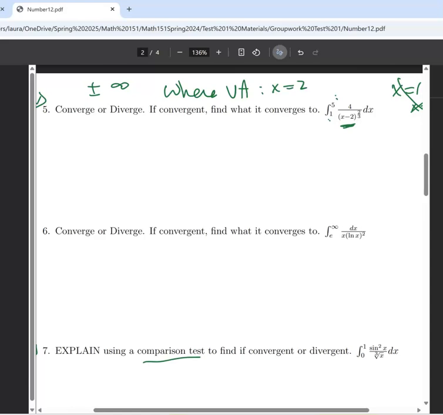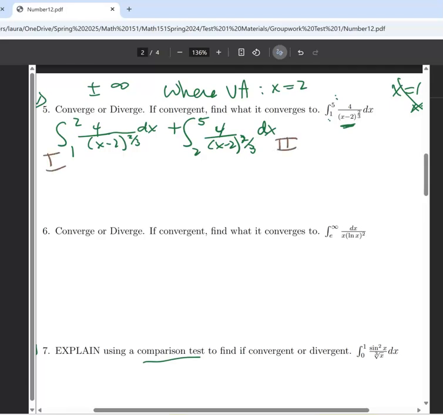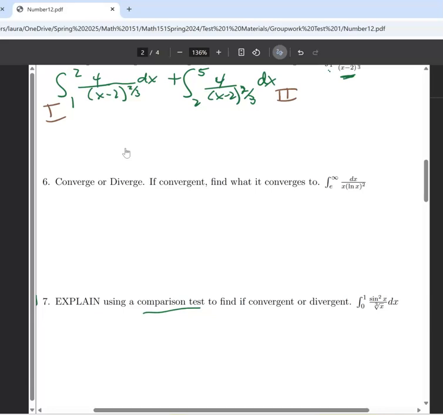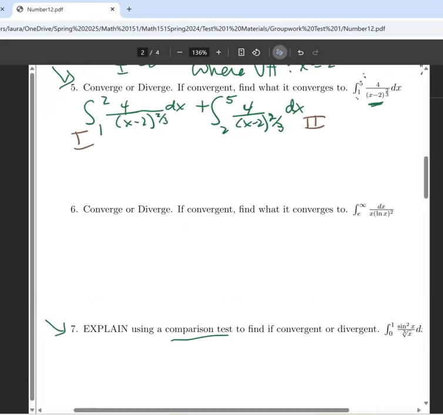So we have to break this up between 1 and 2. So the integral from 1 to 2 of 4 over (x minus 2) to the 2/3 dx, plus the integral from 2 to 5 of 4 over (x minus 2) to the 2/3 dx. So now I need to do each of them separately. I saw some of you trying to combine them. You can't do that. You must keep them separate, because if you get infinity minus infinity, that's an indeterminate form and you can't have that.